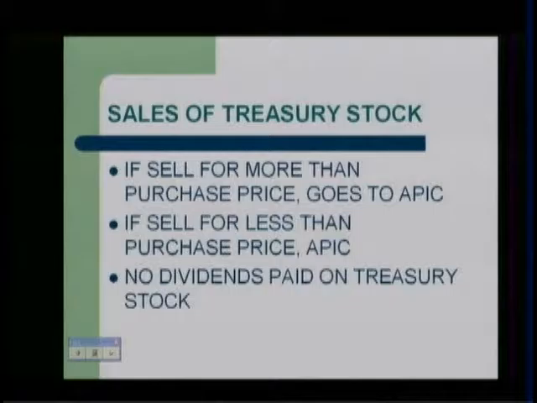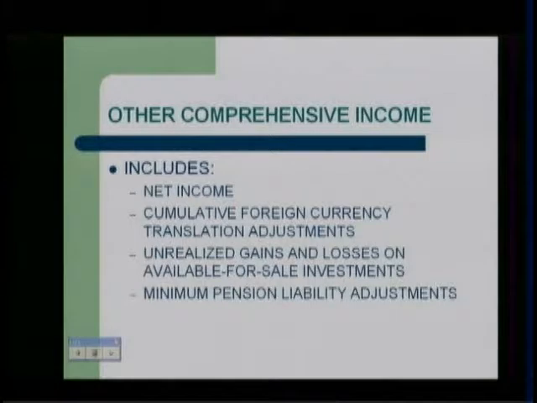A couple other things that you will see in the owner's equity section of a balance sheet is called other comprehensive income. This is a fairly recent addition to the balance sheet, and it includes not only your net income that you usually see, but it includes three other things: cumulative foreign currency translation adjustments, unrealized gains or losses on your available for sale investments, and your minimum pension liability adjustments. Now those are pretty complicated matters, but what it results in is that other comprehensive income account includes lots of things that don't really belong in net income because they are one-time events or events that management can't control.